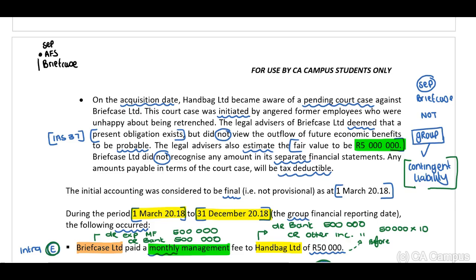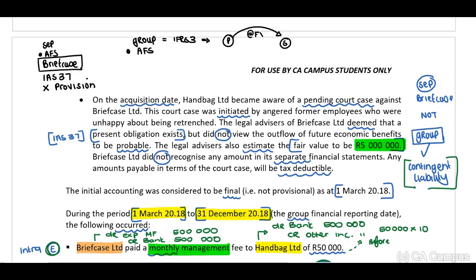In Briefcase's separate financials, we did not comply with our IAS 37 principles. Therefore, we may not recognize this provision. Okay? In our group's financials, we need to apply IFRS 3. Therefore, in our group's IFRS annual financial statements, remember basic principles, guys. Your parent will pay the consideration to your previous shareholders. We need to measure this at fair value.